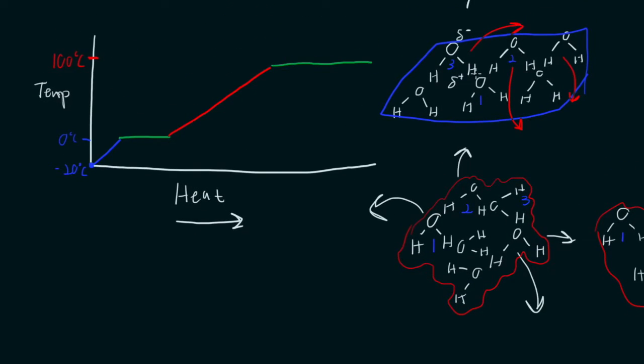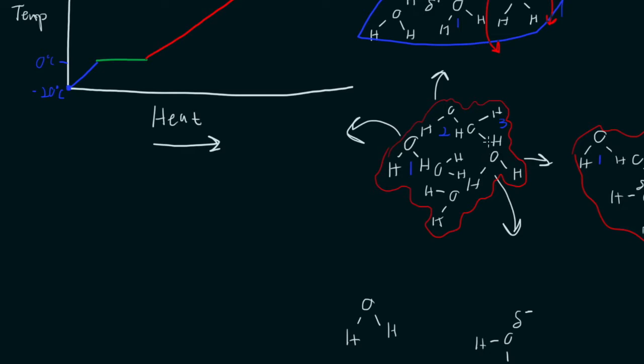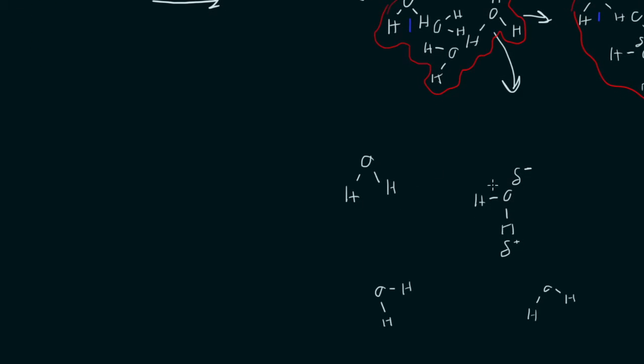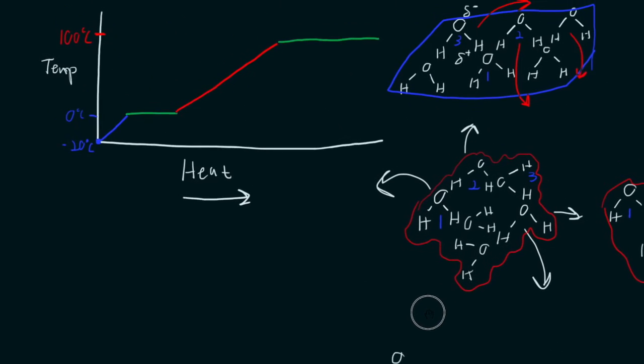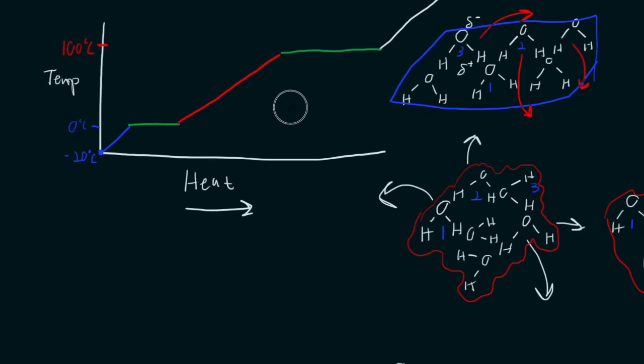In a solid, the molecules just don't have enough energy to move around each other. In a liquid, they have enough energy to move around each other, but not enough energy to move away from each other. And in a gas, they have so much energy that nothing holds them together. And so once we turn into a gas, we'll start to see another increase in our temperature. And there we go. So this is called a heating curve.